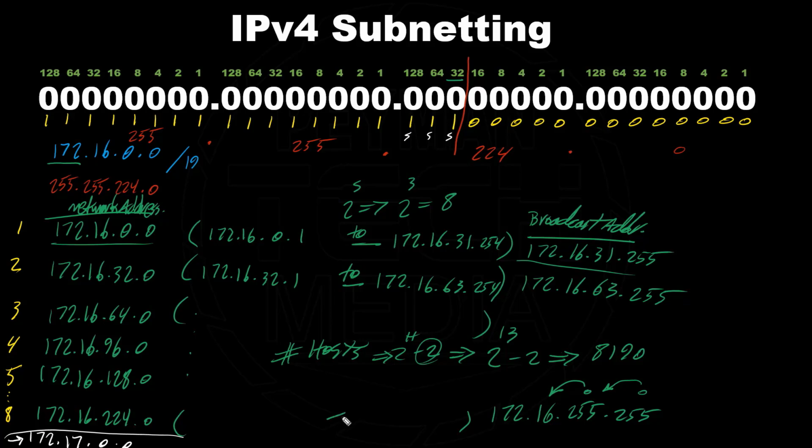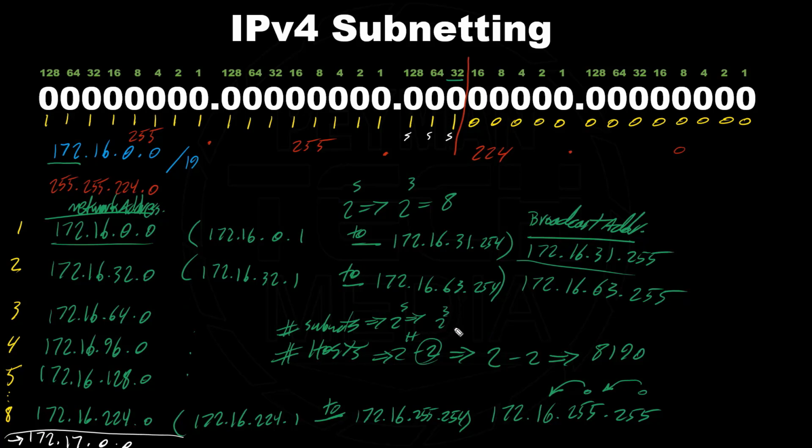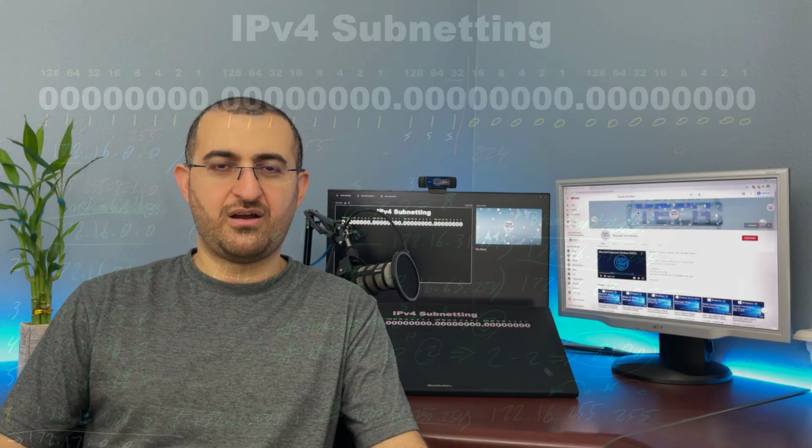So now if we go through the range, the first usable is 172.16.224.1, and it goes to 172.16.255.254. And again, this range should be 8,190 available IP addresses as well. As we talked about in the formula, the number of hosts is 2 to the power of host bits minus 2. The number of subnets is 2 to the power of subnet bits. In this case, only 3 subnet bits, 2 to the power of 3 is 8. 8 subnets, and every subnet has 8,190 available IP addresses.